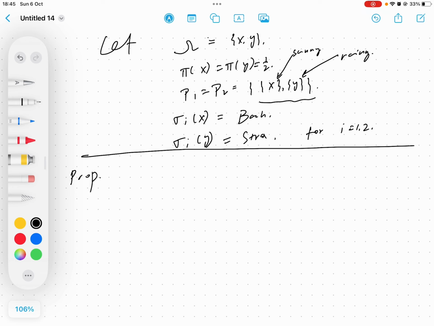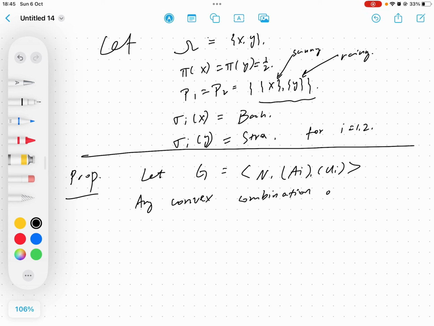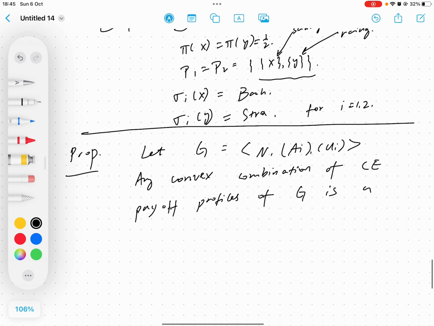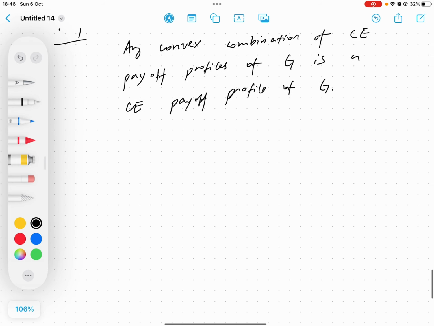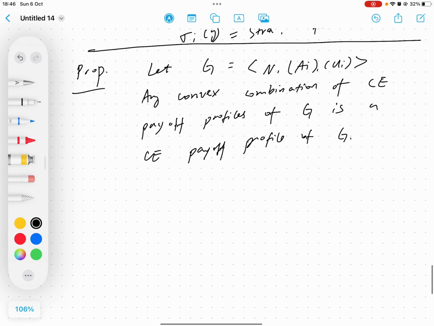Okay. So this would also be a proposition. Let G be a strategic game. Any convex combination of CE, correlated equilibrium, payoff profiles of this G is also a correlated equilibrium payoff profile of this G. All right. Okay, now let's prove that.